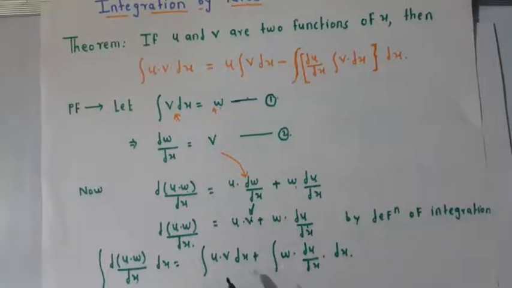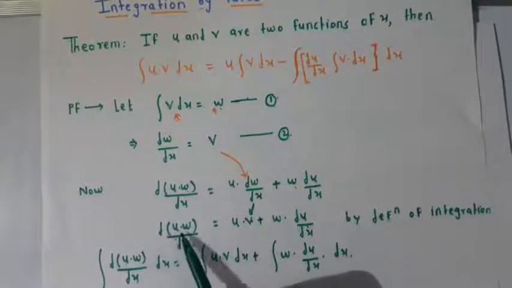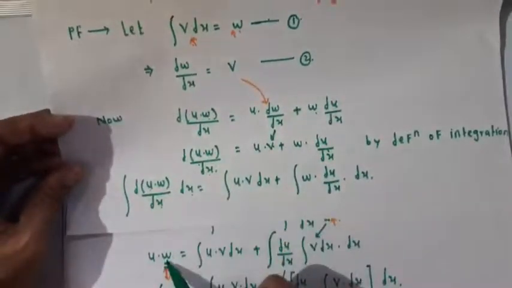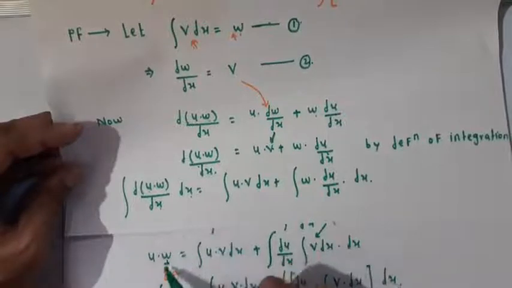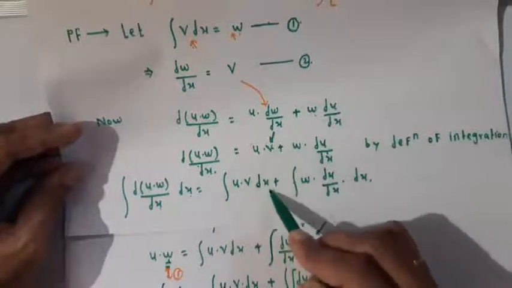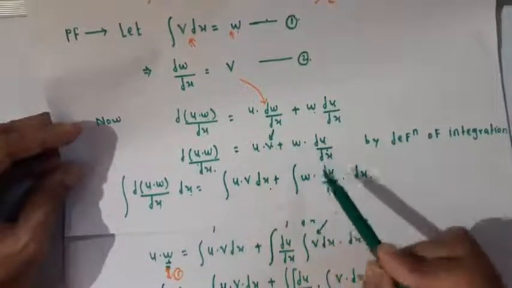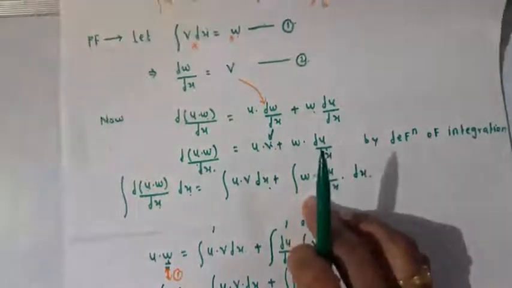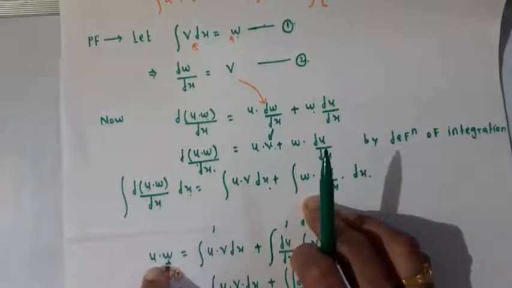So applying the definition of integration for this step, that is integration of differentiation of u into w with respect to x. So the integration is nothing but the antiderivative, that's why that will get cancelled, and here we will get only u into w by applying the definition of integration. Okay, and now integration of u into v with respect to x plus integration of w into du by dx with respect to x.